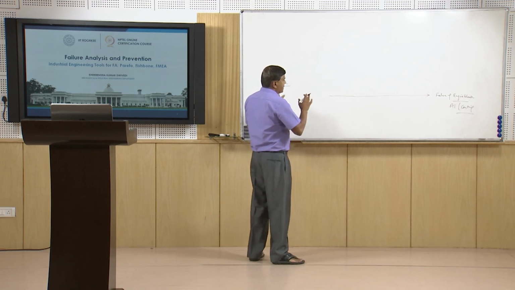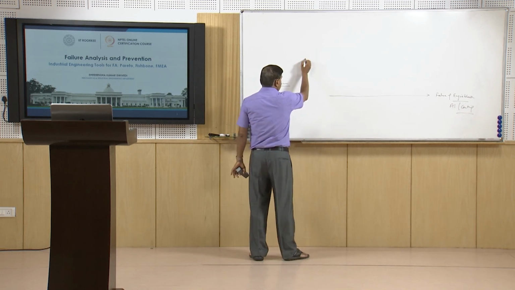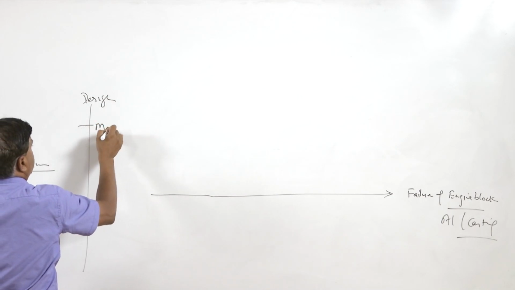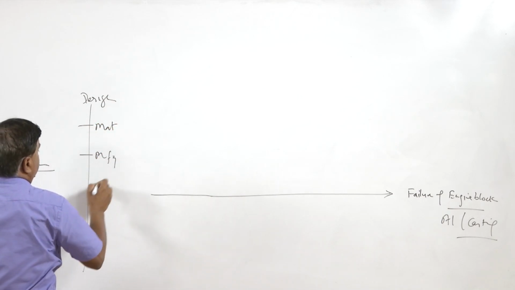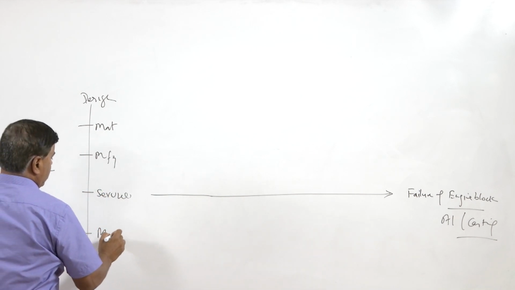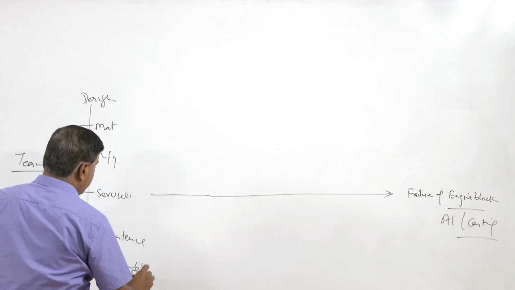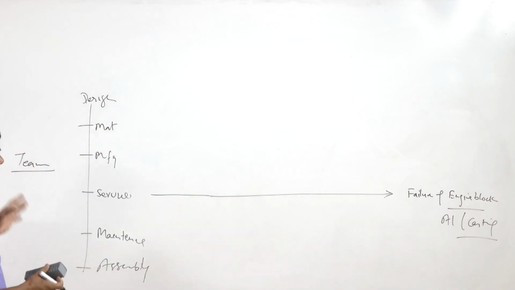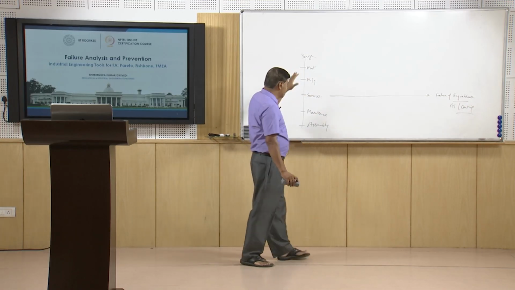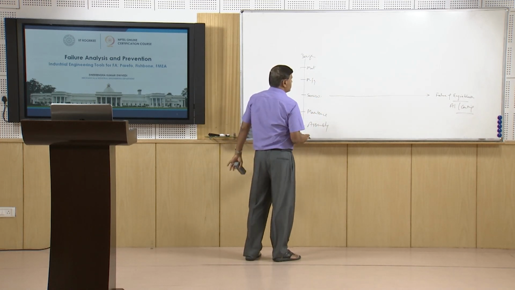But since it includes a very wide range of causes, starting from design, material aspects, manufacturing, service, maintenance, assembly, a very wide range of things exist. So in order to analyze the major causes as well as their subsequent causes, it is important that we have people representing all these groups.